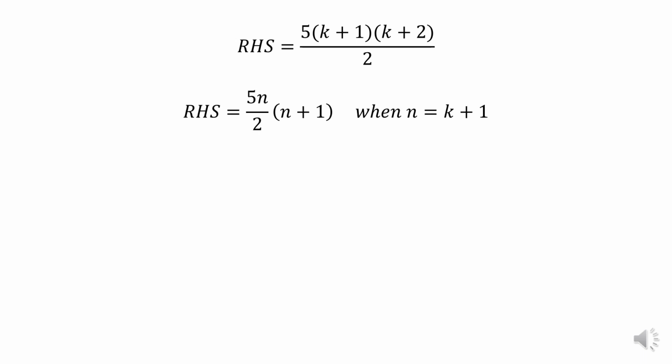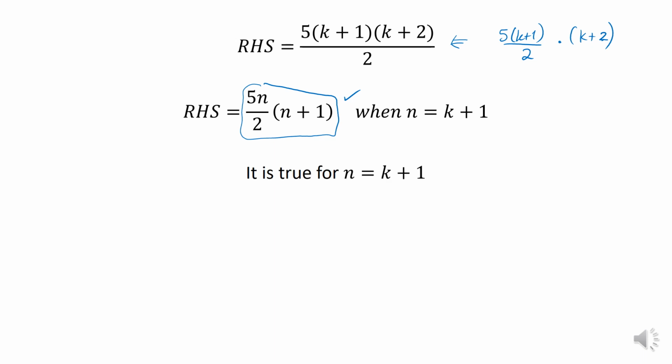Okay, remember the right hand side looked like this. Alright, and that is what we have here. If you separate 5 times k plus 1 over 2 multiplied by k plus 2. And there you have the correct format. Okay, when n equals k plus 1. And what can we say then? We can say the statement is true for when n equals k plus 1.